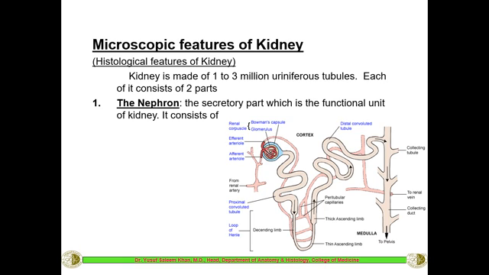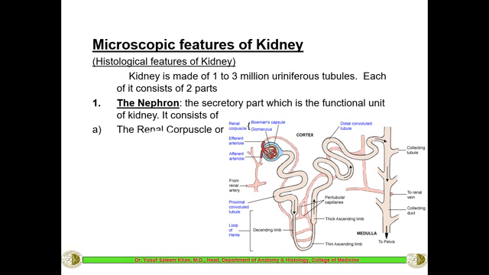To be more specific, it should be 1 to 3 million uriniferous tubules, which are divided into nephron as well as the collecting part. So uriniferous tubules will be divided into two parts. One is the nephron part and the second is the collecting tubules. The nephron is the secretory part, which is the functional unit of the kidney. The most important functional unit of the kidney is the nephron.